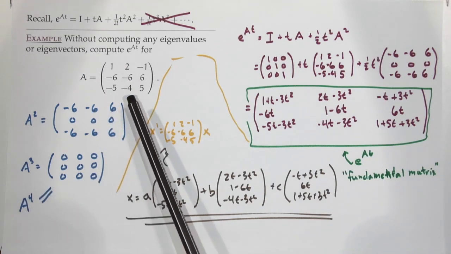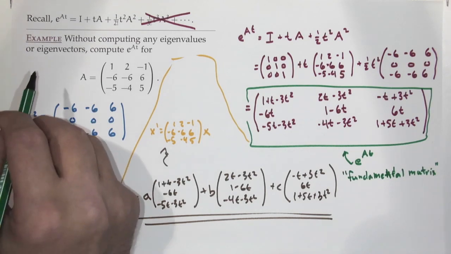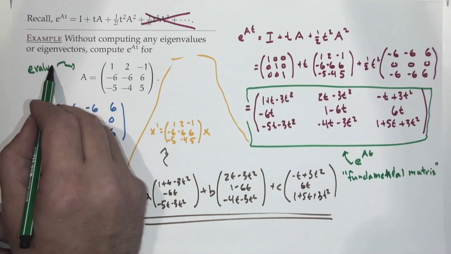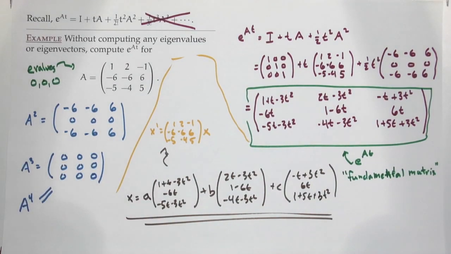Anybody have a guess as to what the eigenvalues of this particular matrix are? So the eigenvalues of this matrix are 0, 0, 0. So all the eigenvalues being 0, that's essentially what causes it so that eventually you get the 0 matrix if you raise it to a high enough power.